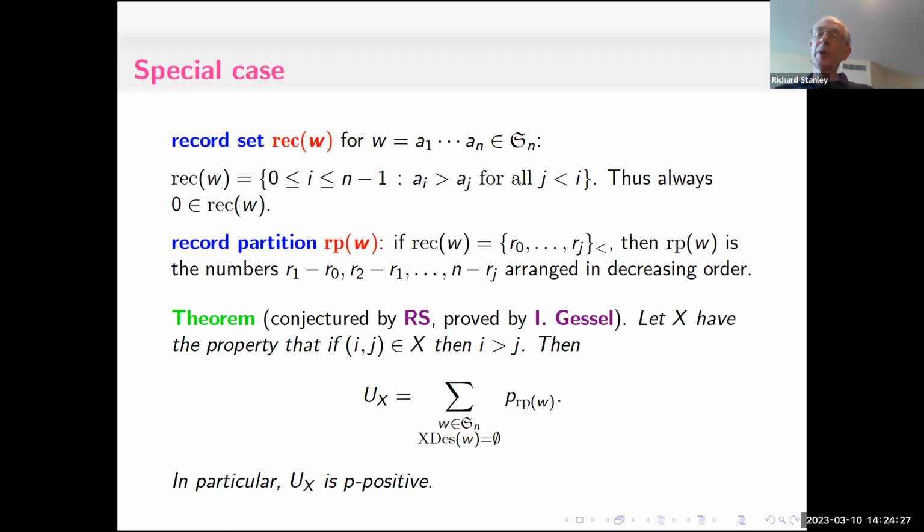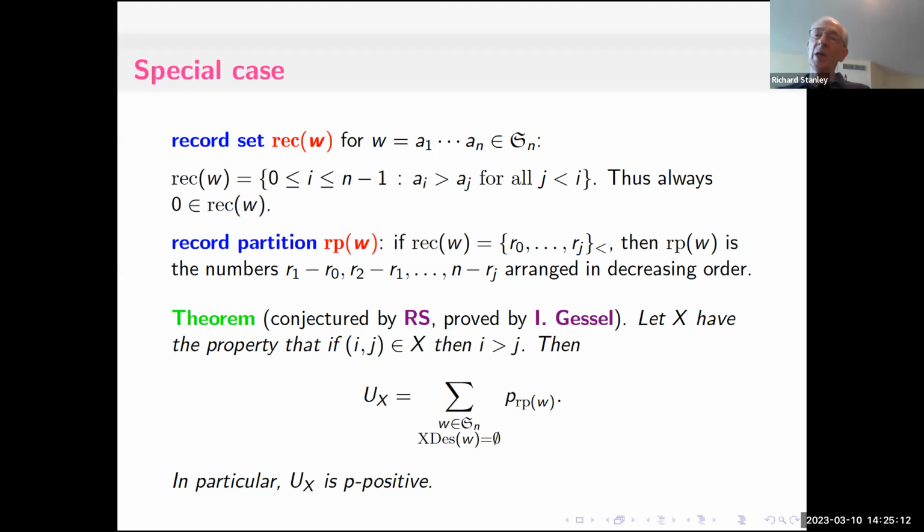So here's a conjecture made by me and later proved by Ira Gessel. Suppose X has the property that if ij is in X, then i is greater than j. In other words, every X descent is an ordinary descent. The X descent set is a subset of the ordinary descent set. Then UX has this explicit combinatorial expansion in terms of power sums. You look at all permutations in S_n whose X descent set is empty, and take the power sum symmetric function indexed by the record partition.